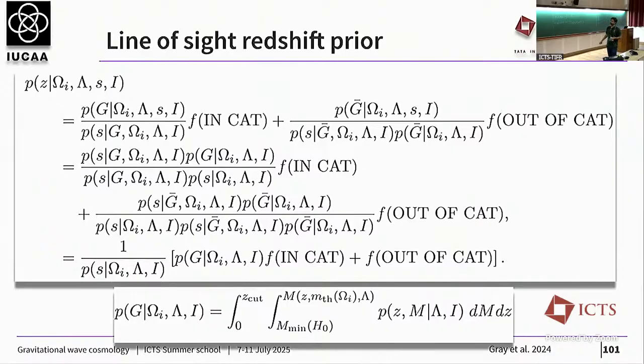Okay. The in-catalog prior, you will write down as a sum over possible redshifts that are given in the catalog, okay, for your galaxies. And then the out of catalog term, you have to worry about what are the missing galaxies. Once you know what are the missing galaxies, then you can figure out what this out of catalog term is.